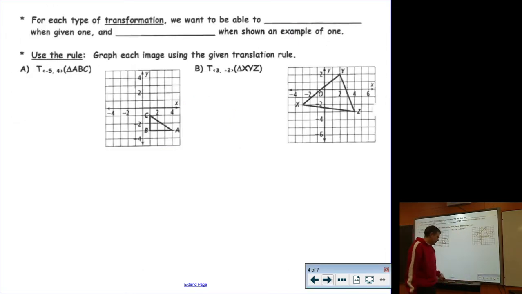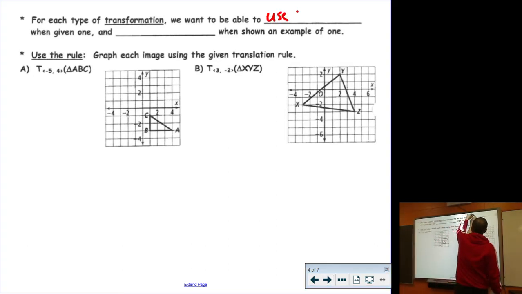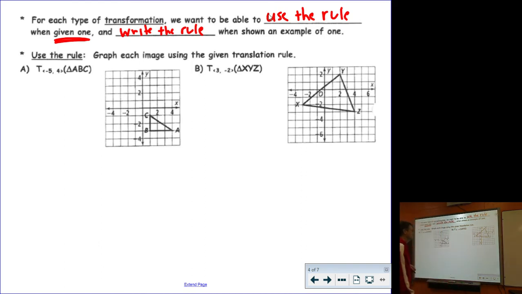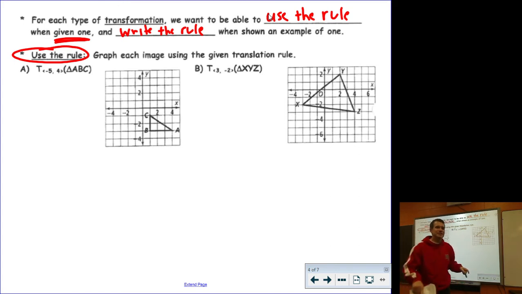So for each type of transformation, we want to be able to use the rule. If you are given a rule, can you use the rule? And when you're given a transformation, can you write the rule? All right? I'll go over both of these, don't worry. So, here are the two things you want to be able to do. First, we want to be able to use the rule. I show you a translation rule, you can use it.